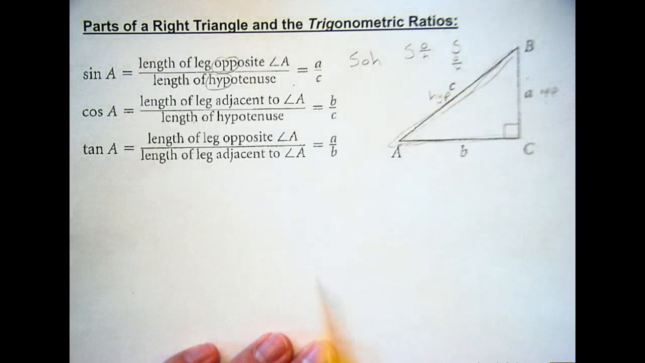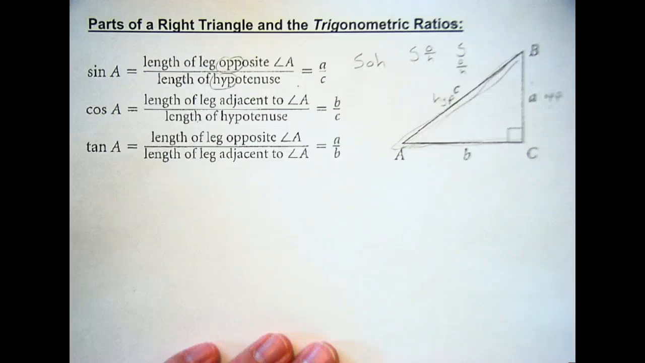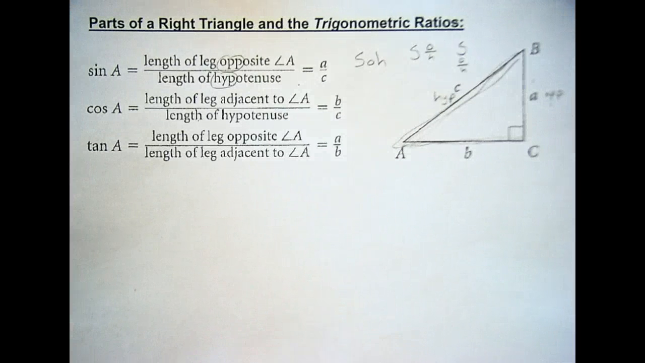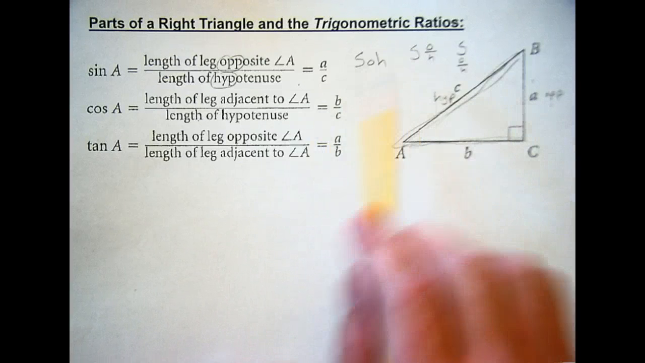So we're dealing with right triangle trigonometry, which when we move into 9-7 next week, you're dealing with oblique triangles, meaning they're not right triangles anymore. All right, so opposite over hypotenuse.